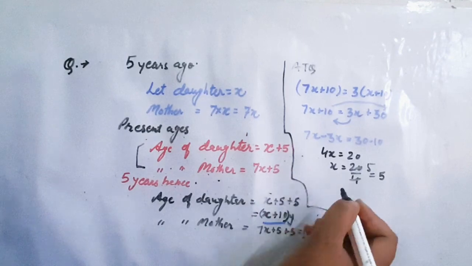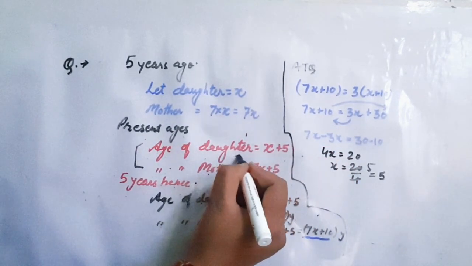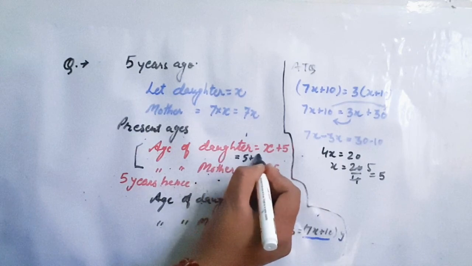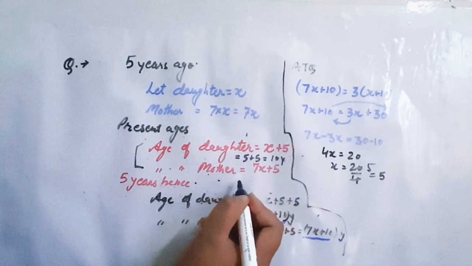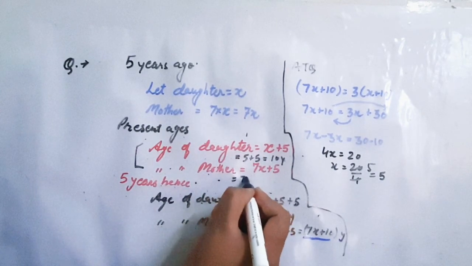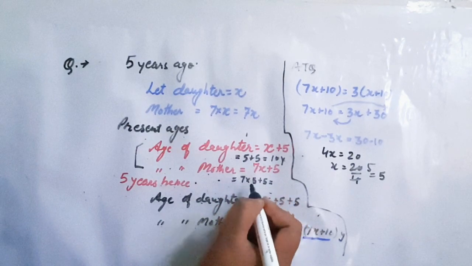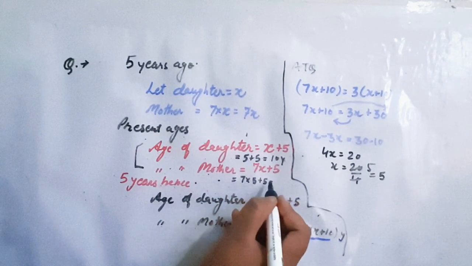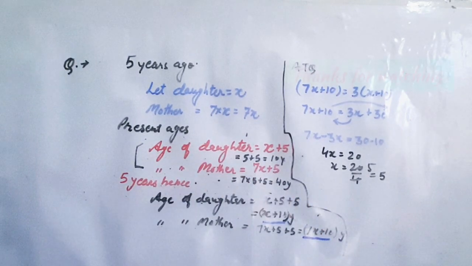Present age of daughter will be x plus 5, that is 5 plus 5, which is equal to 10 years. And present age of mother will be 7x plus 5, that is 7 multiplied by 5 plus 5, which is equal to 7 5s are 35 plus 5, 40 years. This is your required answer.